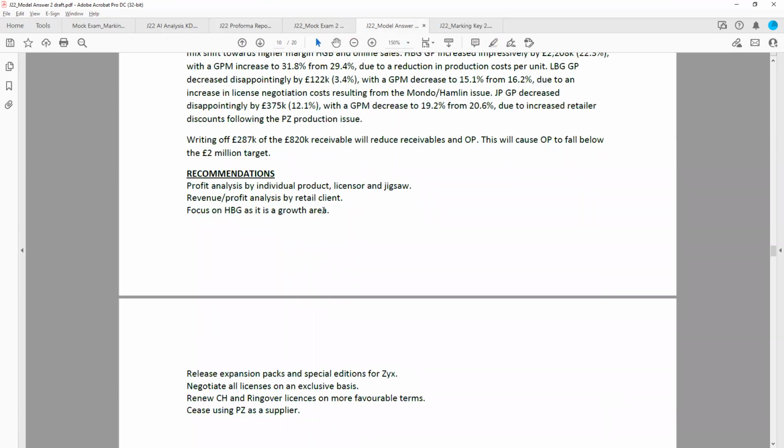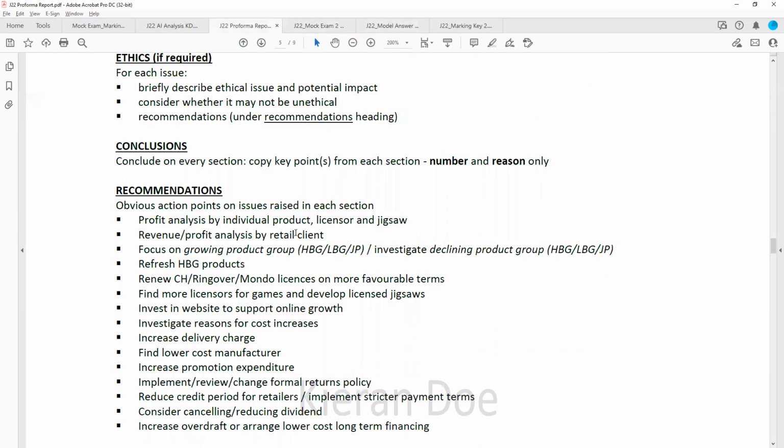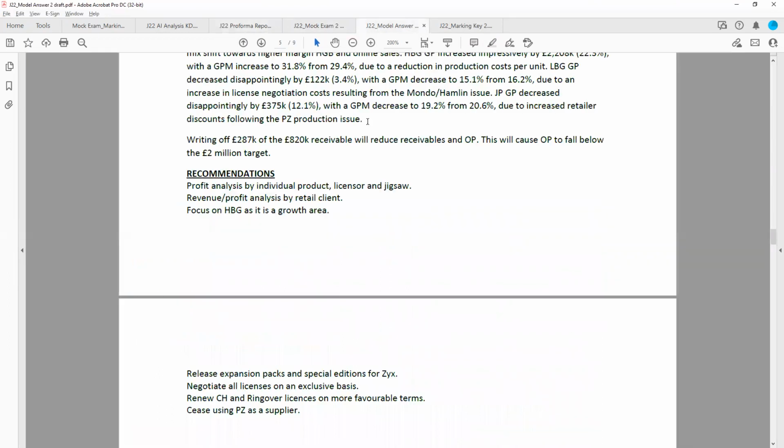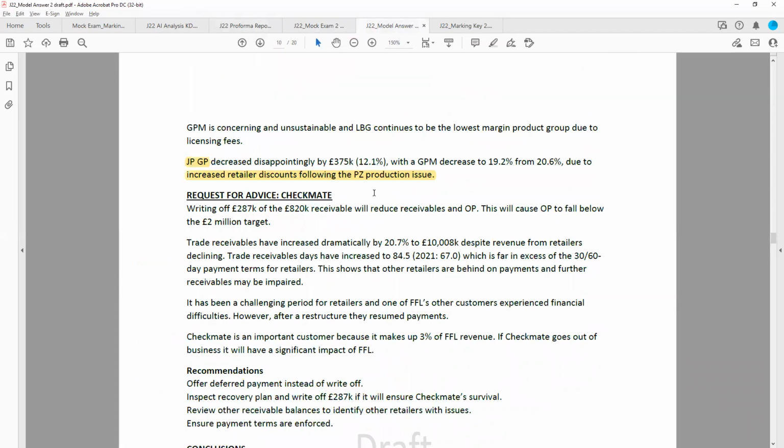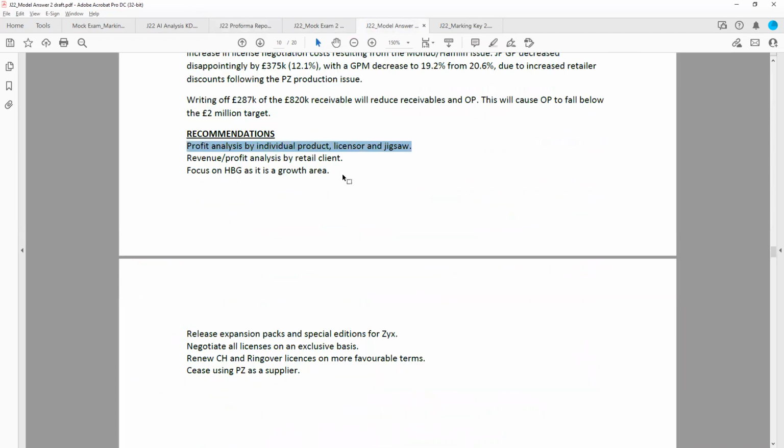And then some recommendations. So of course we do have some recommendations we've thought about on the pro forma report, but make sure you just have ones which are really relevant to what's happened in the year. So I think it is useful to suggest some further analysis. So profit analysis by product and licensor and jigsaw would be useful to identify which ones are the most profitable, and maybe focus on those a bit more. Revenue and profit analysis cut by retail client would be quite interesting to see. We've got some general numbers, haven't we, in the AI that certain clients are 10% or 8% or 3% of revenue. Then look at what's happened in the year.